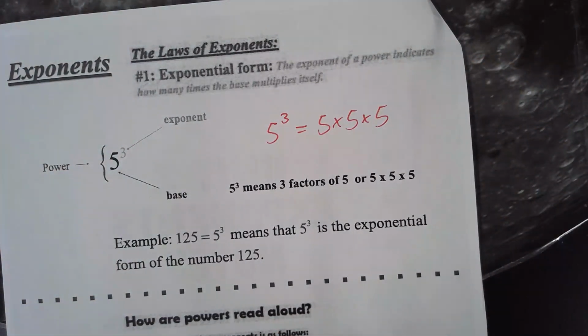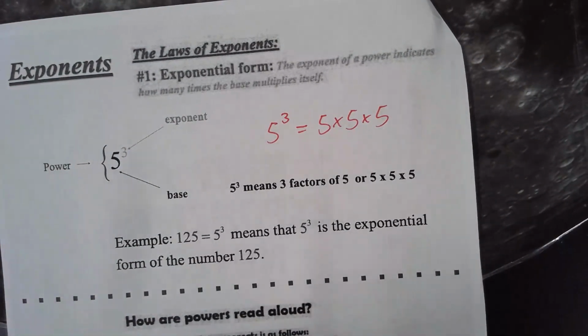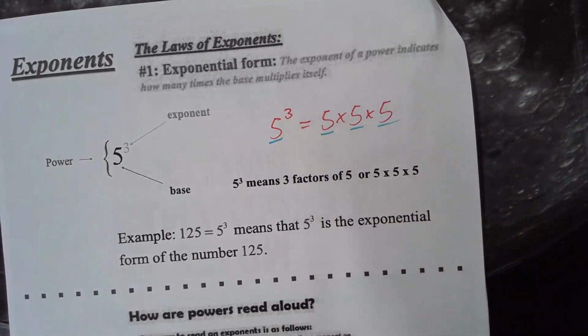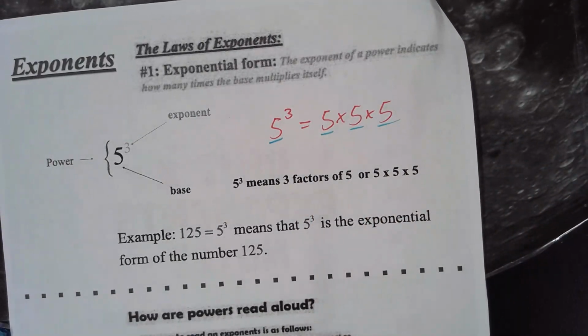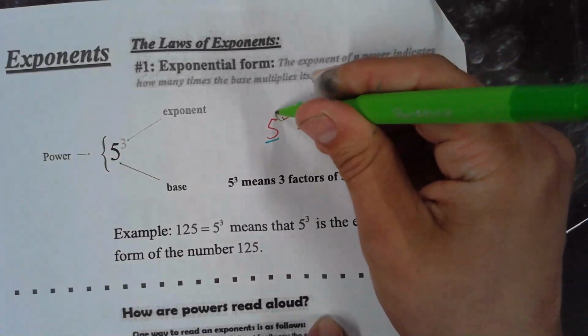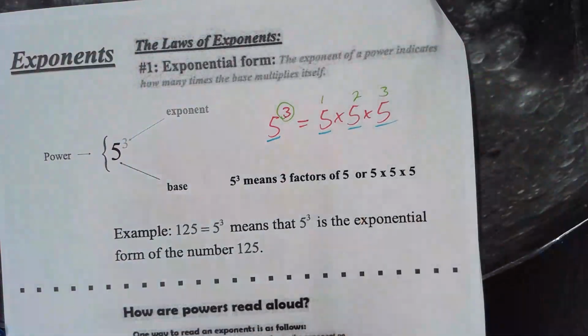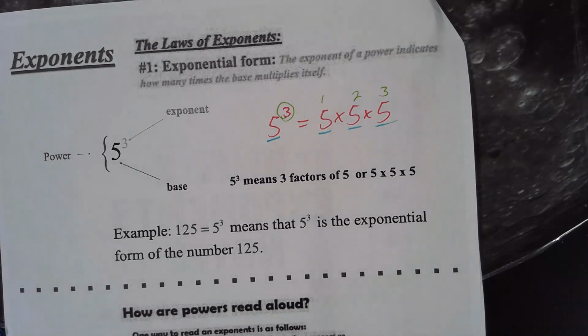So I have the number 5 written, but I have it written 3 times. So 1, 2, 3. That's what an exponent does. So an exponent is a way to save space when you multiply the same number multiple times.